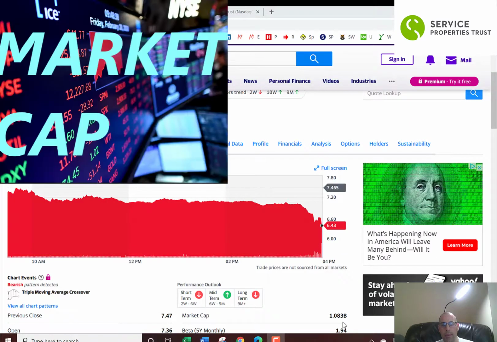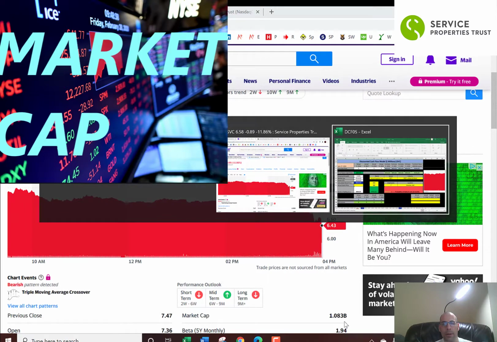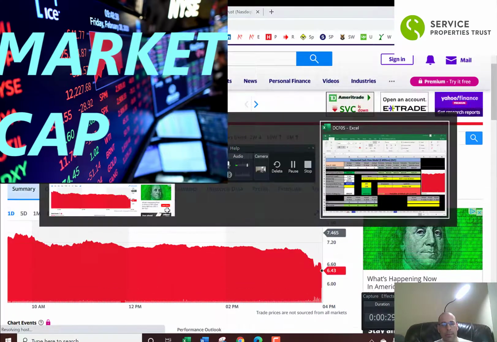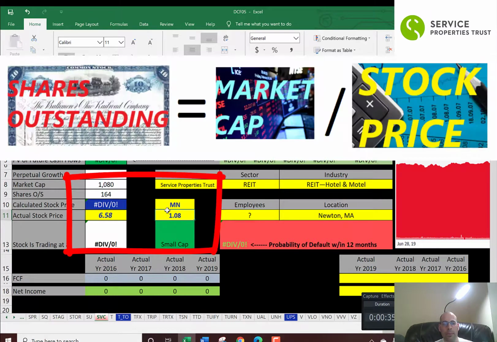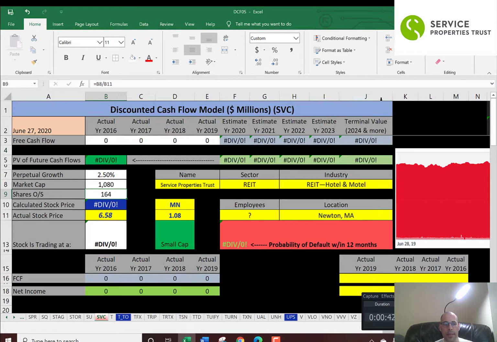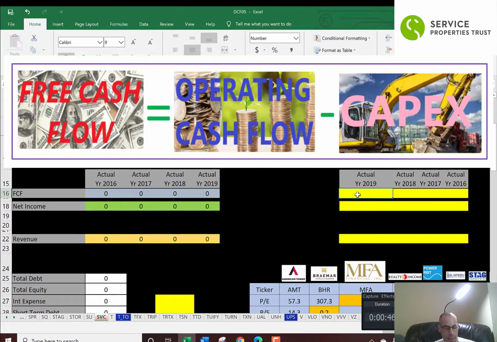They have a market cap of $1.08 billion, and their share price is $6.58. So now we know the shares outstanding, because it's the market cap, $1.08 billion, divided by the stock price, $6.58, equals 164 million shares outstanding. Next, we're going to get the free cash flow.